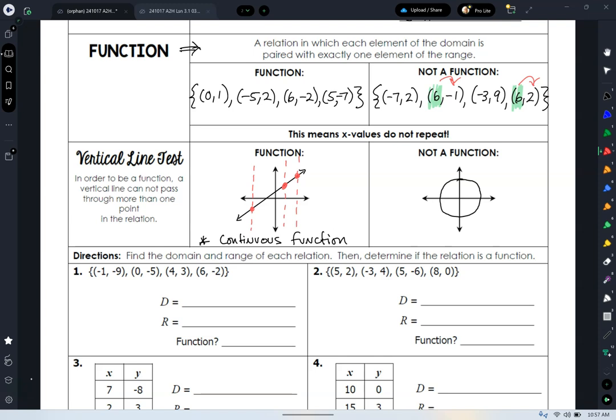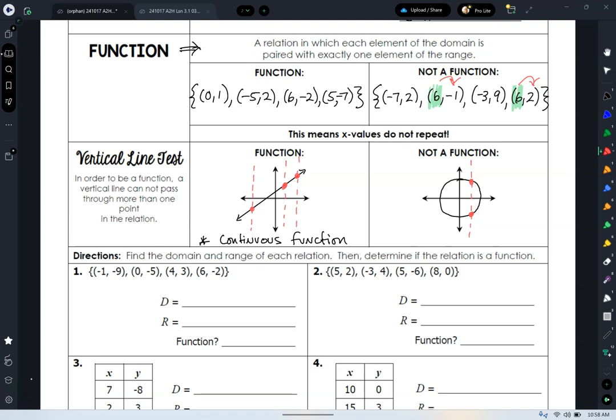Now, if we do the vertical line test on a circle, you can see that that vertical line hits the circle here and here. And if that vertical line hits the graph more than one time, it is not a function.